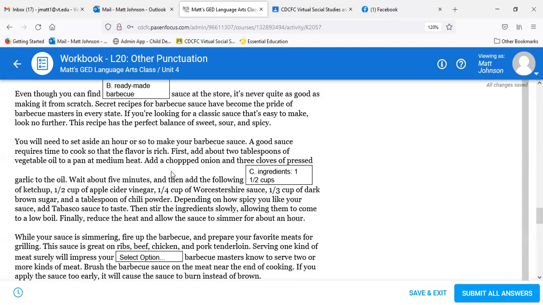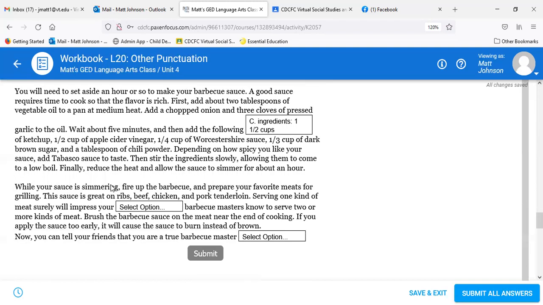Then stir the ingredients slowly, allowing them to come to a low boil. Finally, reduce the heat and allow the sauce to simmer for about an hour. While your sauce is simmering, fire up the barbecue and prepare your favorite meats for grilling. This sauce is great on ribs, beef, chicken, and pork tenderloin. Serving one kind of meat surely will impress your guests. However, Nilda.